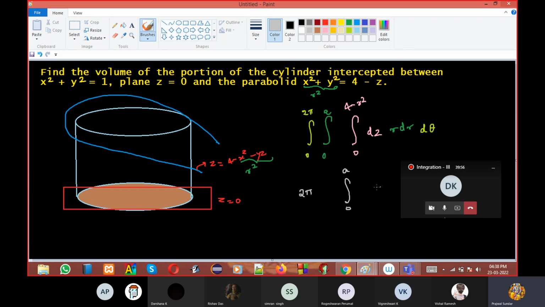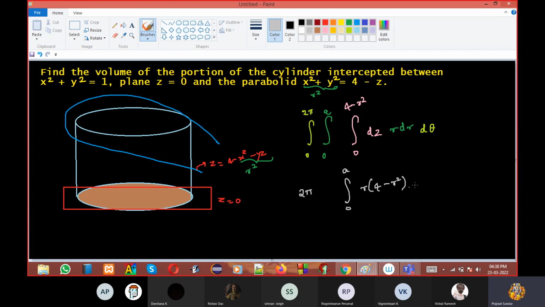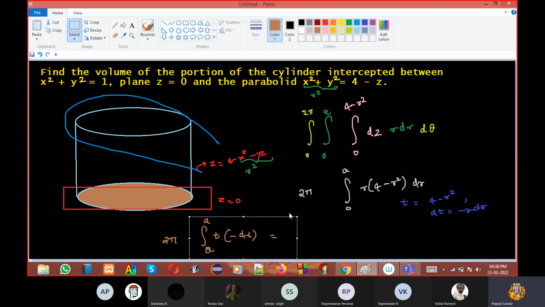So 0 to a, r into 4 minus r squared dr. How to do this? We'll take this as t. t equal to 4 minus r squared, so dt is minus r dr. So I'll say 2 pi into 0 to a, t into minus dt. Oh, sorry, I forgot to change the limits. What will be the new limits? 4 minus r squared, 4 minus a squared.